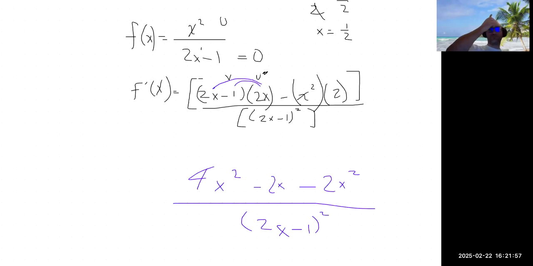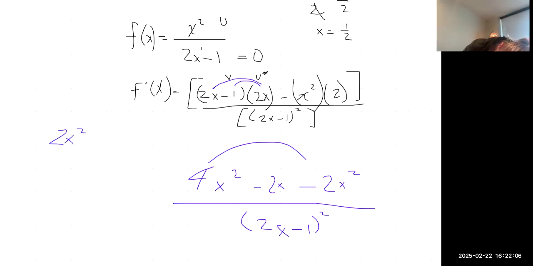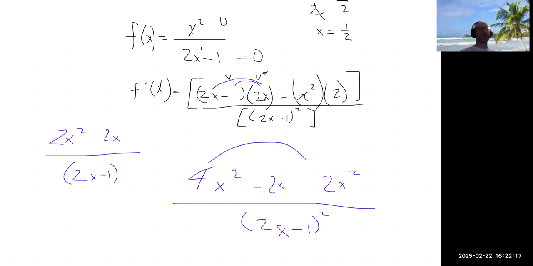Can we combine the 4x squared and the negative 2x squared? Absolutely. Let's go ahead and do that. So f prime of x equals 2x squared minus 2x over 2x minus 1 squared. Okay.